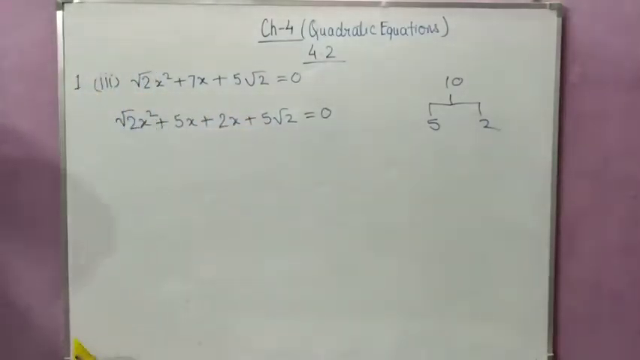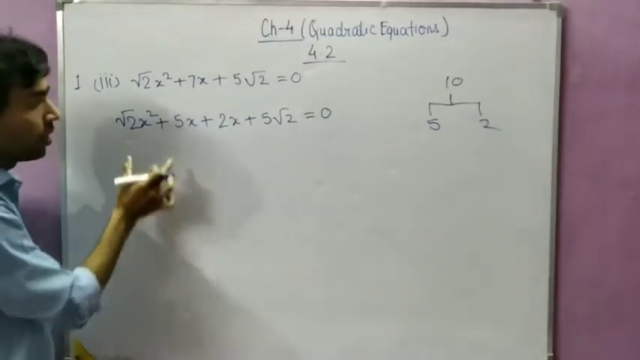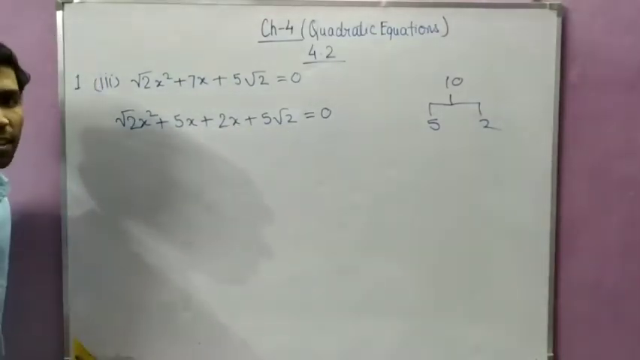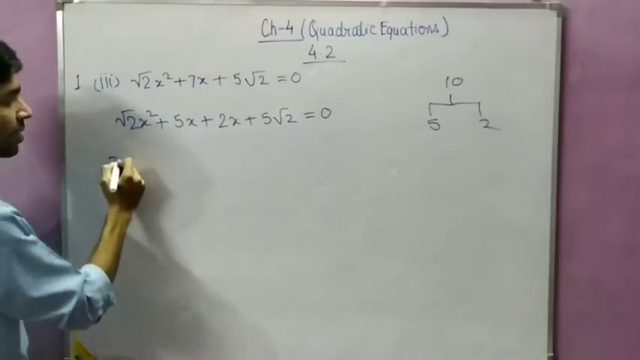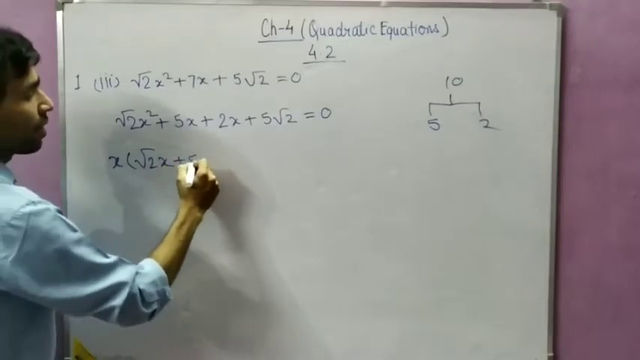Is it clear, children? Now what will we take common? Now see, we will take two pairs. First pair this, second pair this. Between these two, what is common, children? Only x is common, so we will take x as common. So we will get under root 2x plus 5.